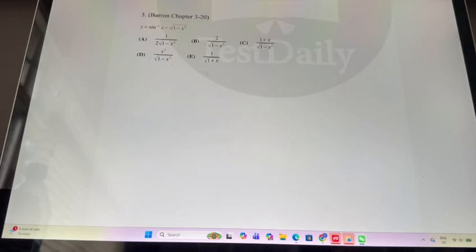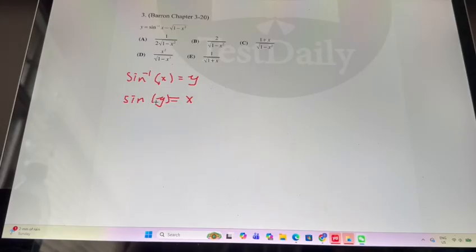This question is interesting because it's asking for the derivative of an inverse of a trigonometry function. So for this equation, we can derive the formula for the derivative of sine inverse x. We know that sine inverse x equals y. So sine y equals x.